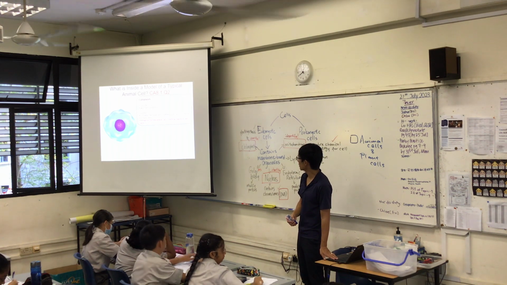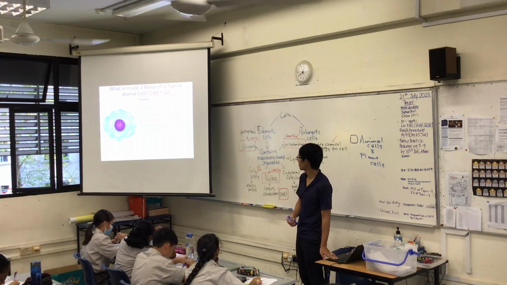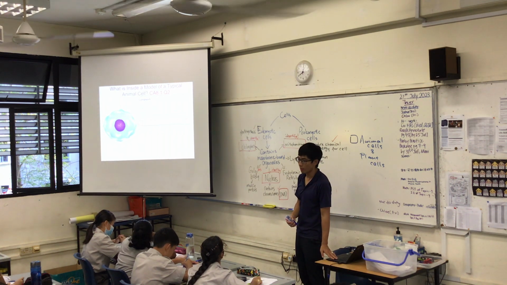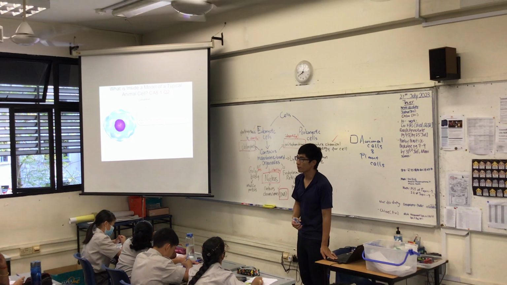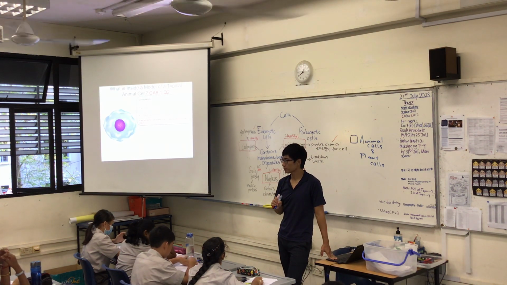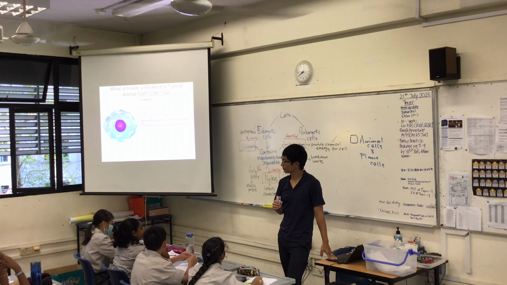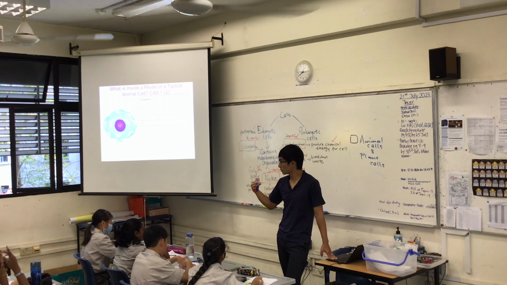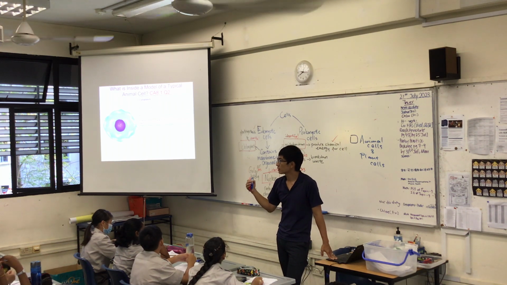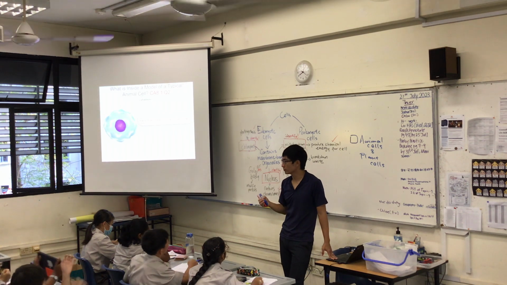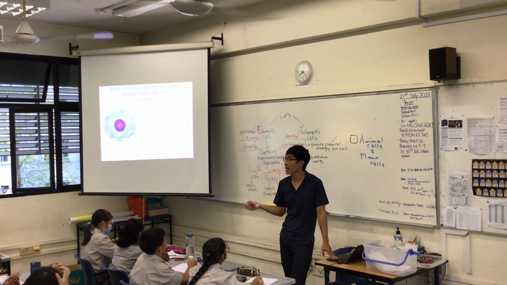The next part will be the cell membrane, sometimes known as the plasma membrane also. What you learned before in primary school about the function of the cell membrane? Okay, allow substances to go in and out. Xavier? Okay, so to be very specific, it controls what goes in and out. There's a level of control there. Doesn't let anything in and out.